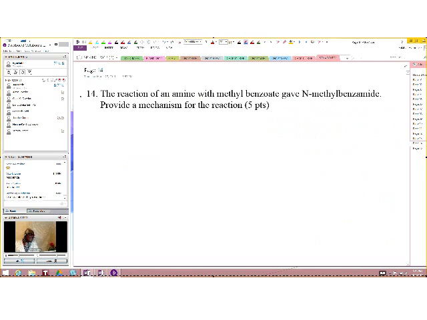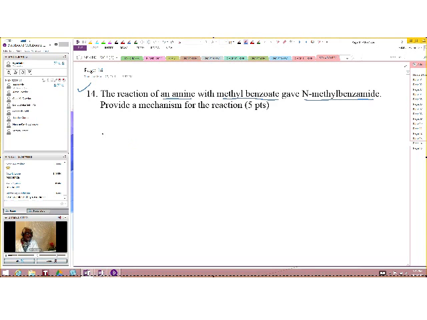Victoria, can you go ahead and read this question first? The reaction of an amine with methyl benzoate gave N-methylbenzamide. Provide a mechanism for the reaction. Okay, thank you. So in this case, they said the reaction of an amine. Notice they did not give you the amine, they just say an amine reacted with methyl benzoate to give N-methylbenzamide. So there's a little bit of a trick there.